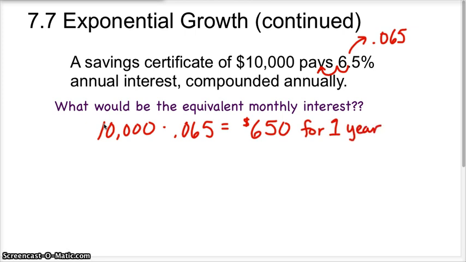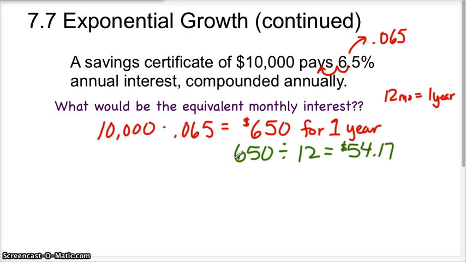The question asks, what would be the equivalent monthly interest? Since there are 12 months in 1 year, I could take the $650 and divide it by 12 to find out the amount of interest I would get each month. I find that I would get $54.17 each month if I divided the yearly interest by 12.